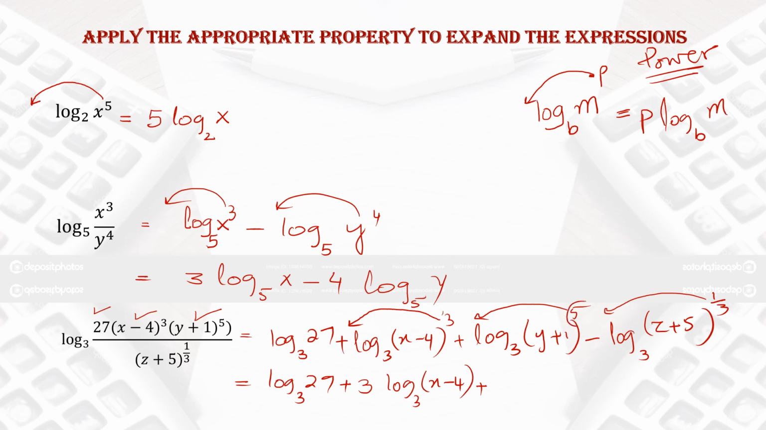Now here you have a power 5. Bring it before the log, and log base 3 of y plus 1. Now here 1 over 3 is in the power. So bring it before the log base 3 of z plus 5. So this is how we apply different kinds of properties to expand the logarithmic expression. I hope that you understood such kind of question.